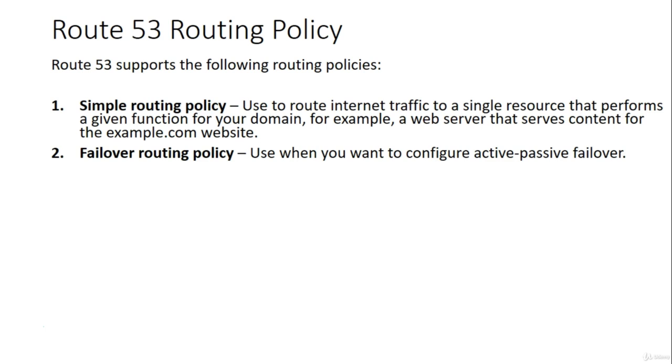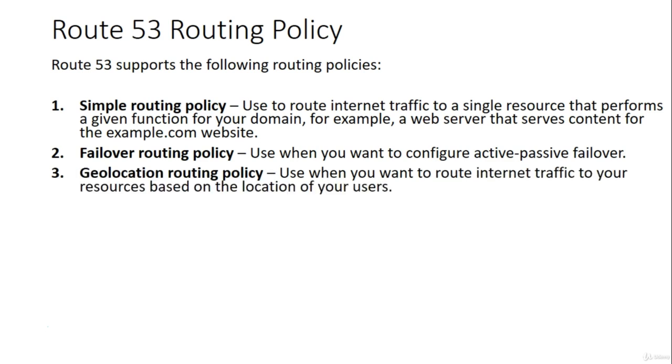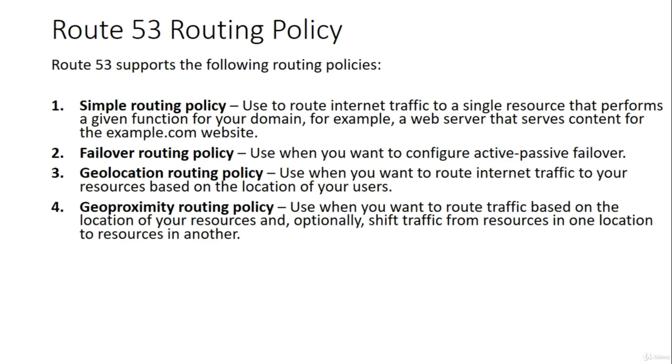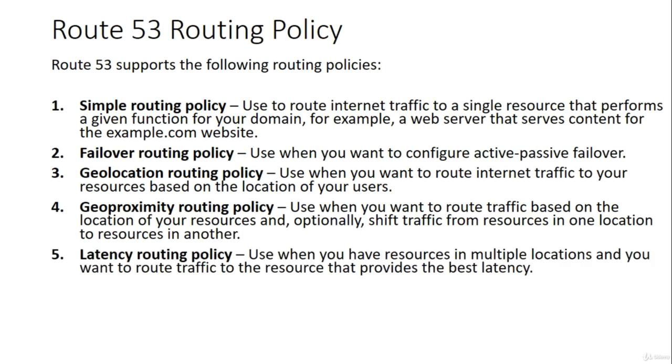You can define it in the record set of the hosted zone. Geolocation routing policy: use when you want to route internet traffic to your resources based on the location of your users. Then geoproximity routing policy: use when you want to route traffic based on the location of your resources and optionally shift traffic from resources in one location to resources in another. Then we have latency routing policy: use when you have resources in multiple locations and you want to route traffic to the resource that provides the best latency.